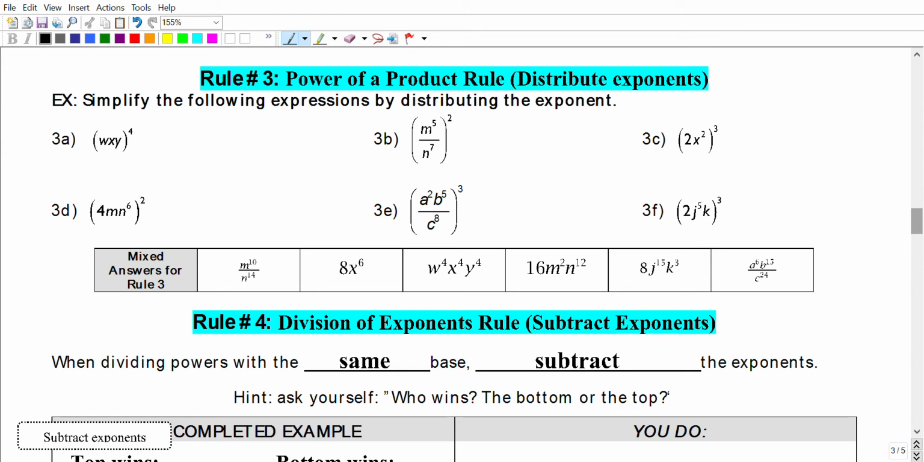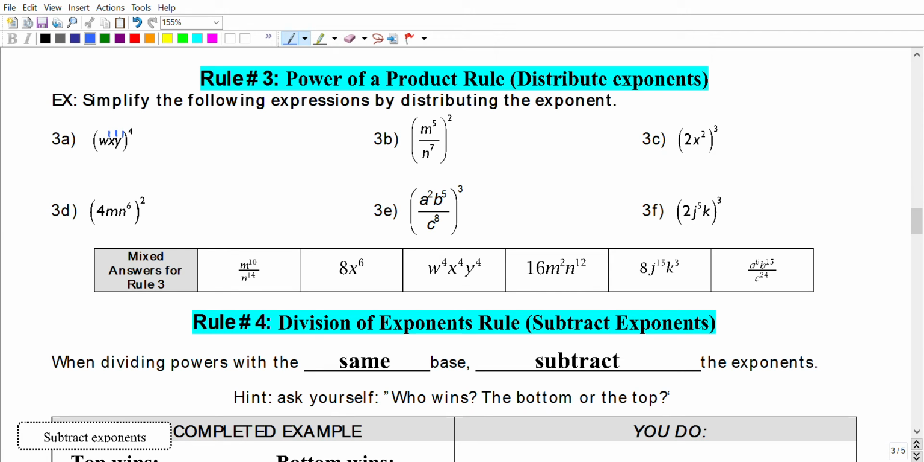Okay? All right. So the next rule that we're going to talk about is the power of a product rule. This one is basically called distributing exponents. So with 3a, let me do something very similar to what I did earlier. Let's remember what we can write as an exponent for this w, x, and y. If you guys remember, I said if you don't see an exponent there, then it's a 1. So each one of those has an exponent of 1.